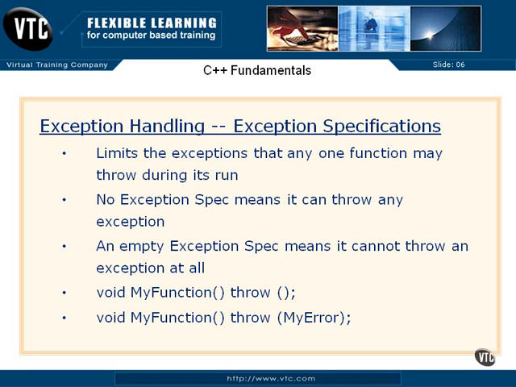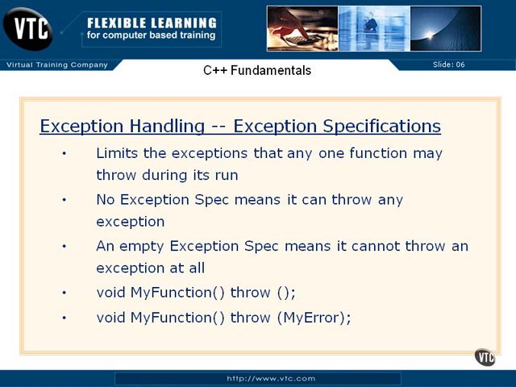An empty exception specification means that this function is not allowed to throw any exceptions at all. So there you see a void myFunction with an empty throw, throw with nothing in the parentheses. So this myFunction would not be allowed to throw any errors, and that lets the compiler not try to ever produce a catch or a jump to a catch or anything like that, because it knows that this thing will not be calling on any exception handling to be performed.